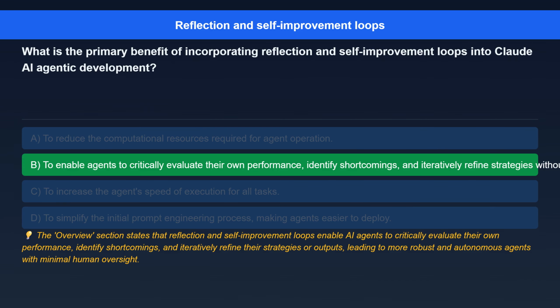The correct answer is to enable agents to critically evaluate their own performance, identify shortcomings, and iteratively refine strategies without constant human intervention. Here's the explanation. The Overview section states that reflection and self-improvement loops enable AI agents to critically evaluate their own performance, identify shortcomings, and iteratively refine their strategies or outputs, leading to more robust and autonomous agents with minimal human oversight.